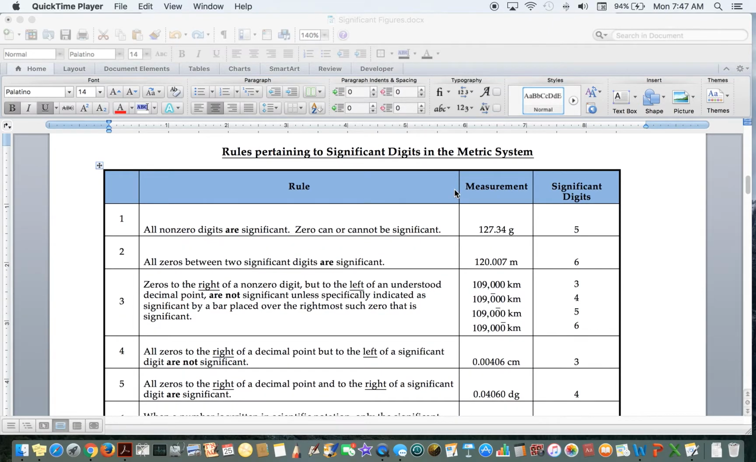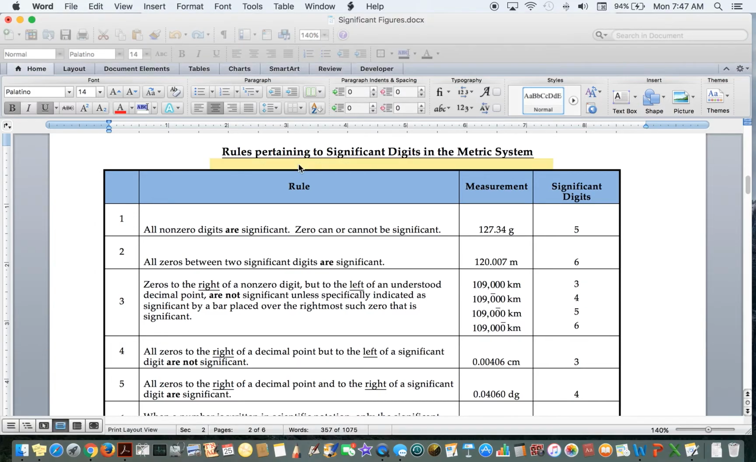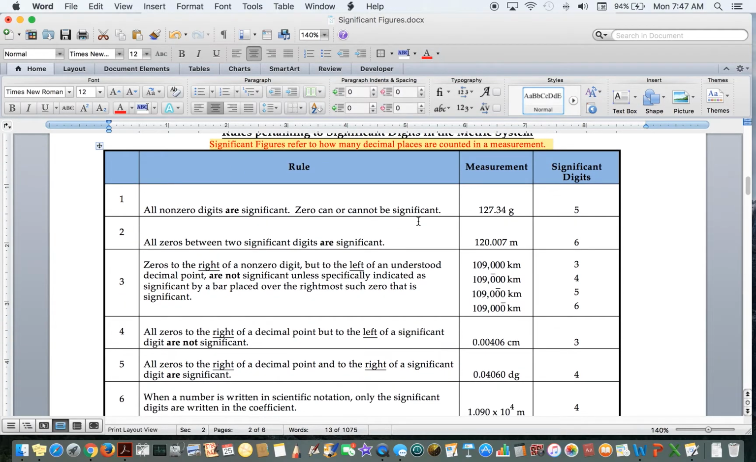This is a quick video on significant figures and how to determine how many numbers are in your measurement. Significant figures refer to the number of places that you can count within a measurement. Let's take a look at the rules.